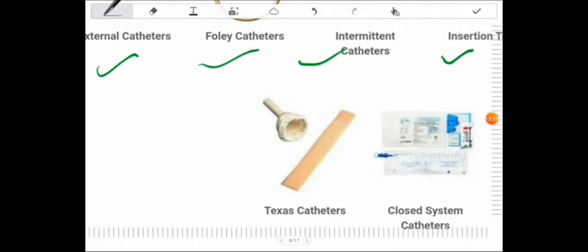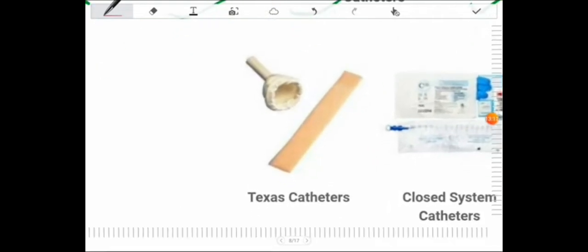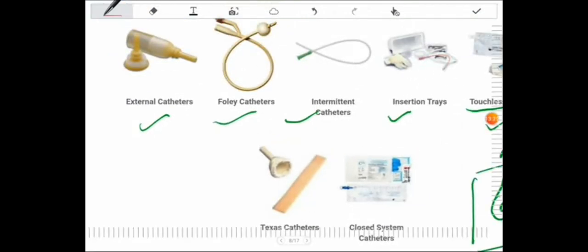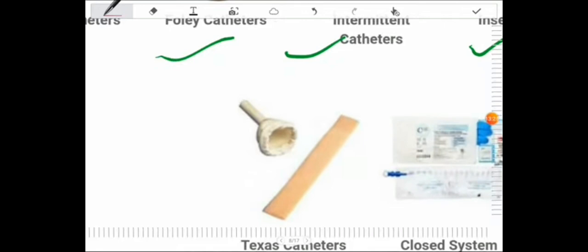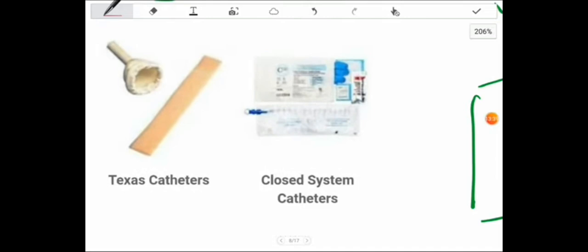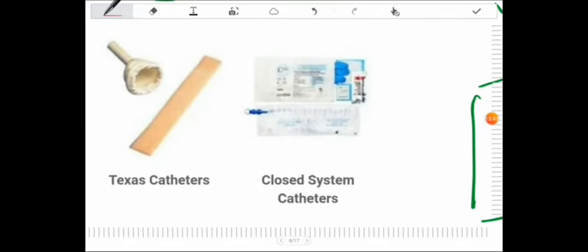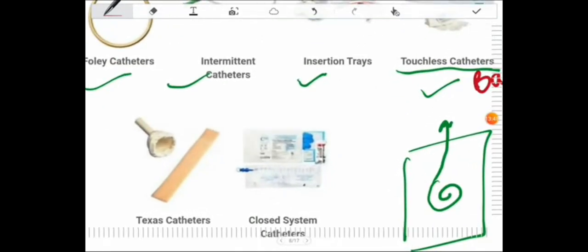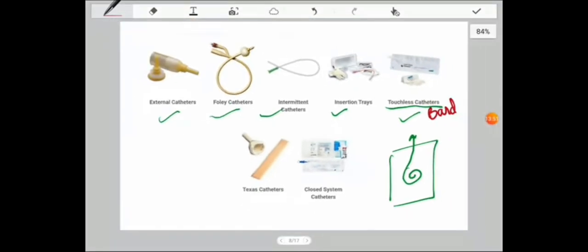These are used when indwelling is not possible. Indwelling means putting this catheter into the bladder is not possible because of any obstruction or any such thing, but a surgical procedure is also not required. So in that case these Texas catheters are used, and they also have a decreased risk for infection. Then closed system catheters, these are the same as these touchless catheters, and self insertion is also possible in these ones.